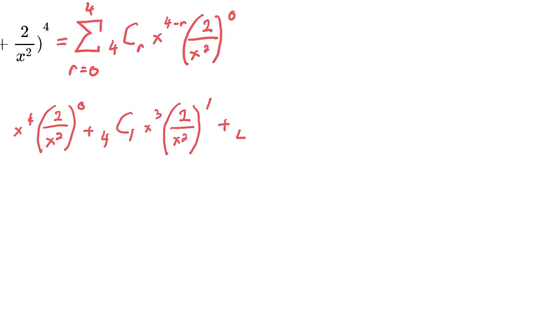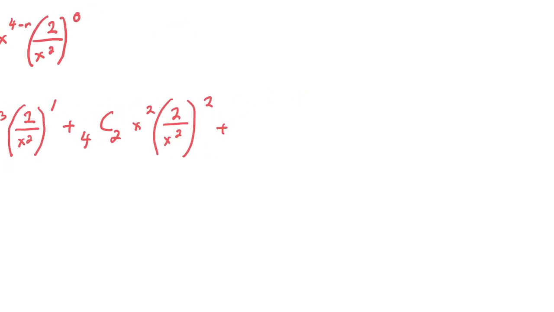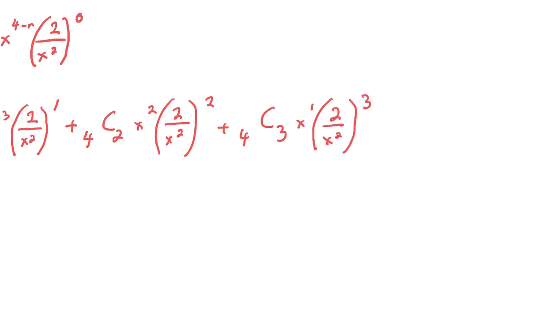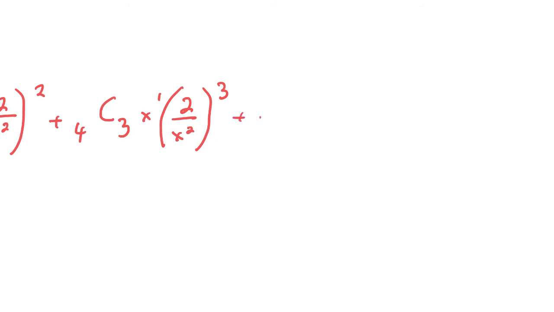Third term, 4 choose 2, x squared. And we move from 1 to 2 in the second term. 4 choose 3, x to the 1. 2 moves to 3, and now our last term, x to the 0, 2x squared, and our last term hits the 4.